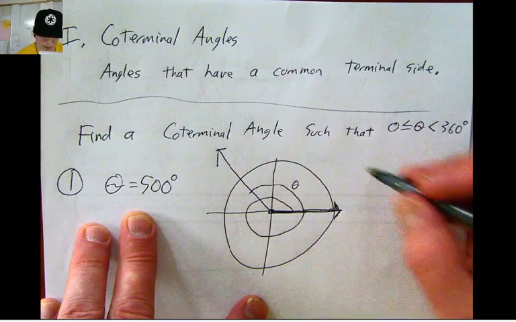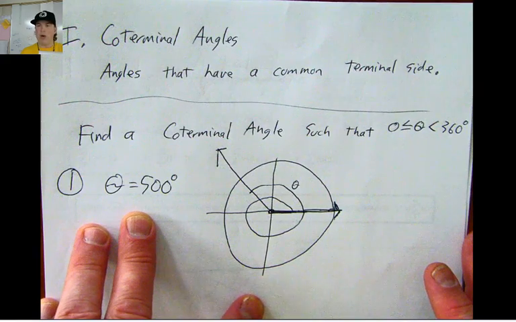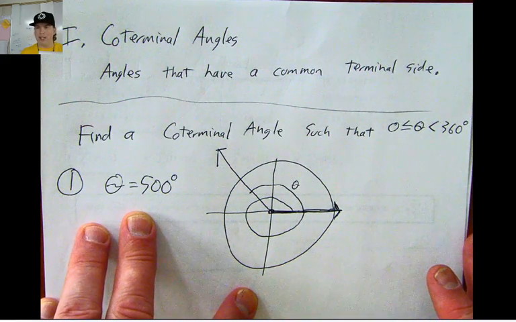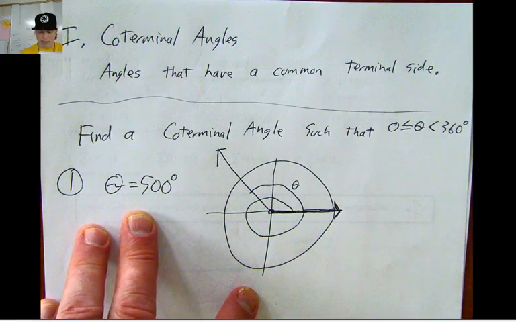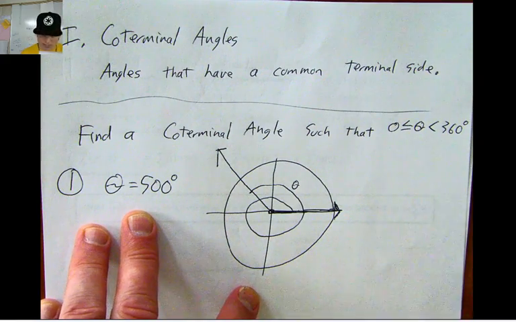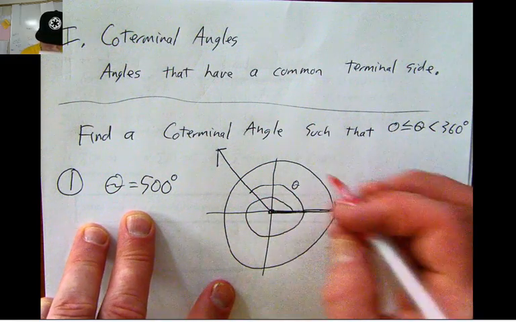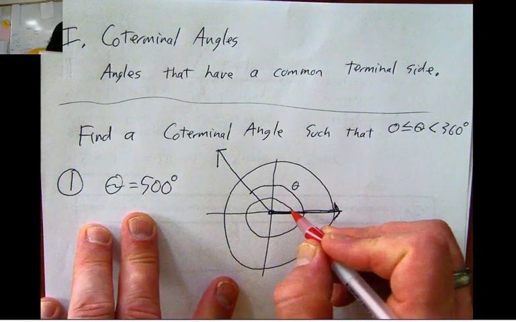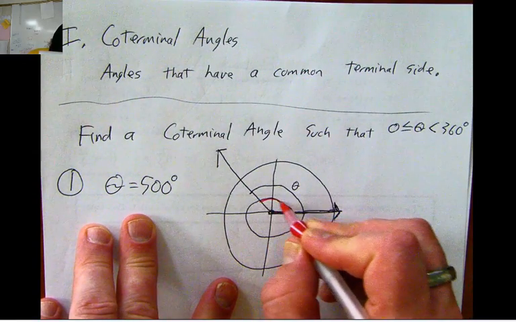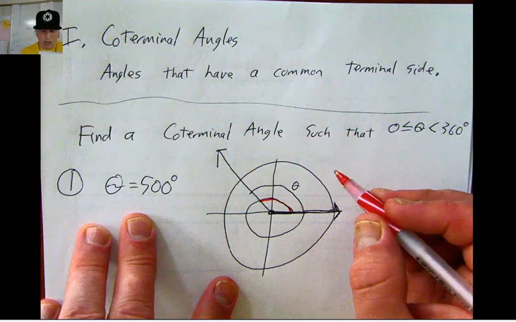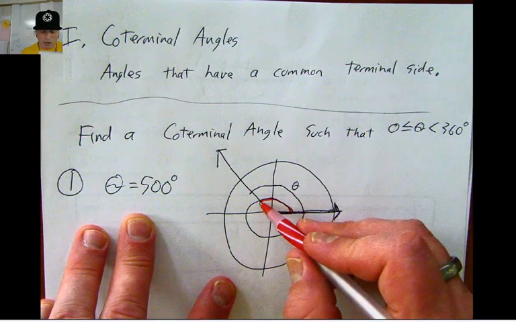So this is my theta. Now, coterminal angles are angles that have the same common terminal side. So I went all the way around the circle once and then traveled to here, but I also could have just started here and just traveled that distance there. Now, how do you find out this measure?